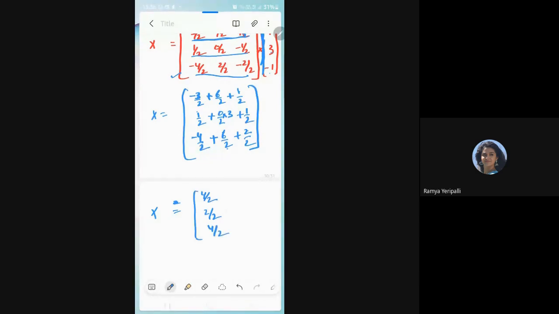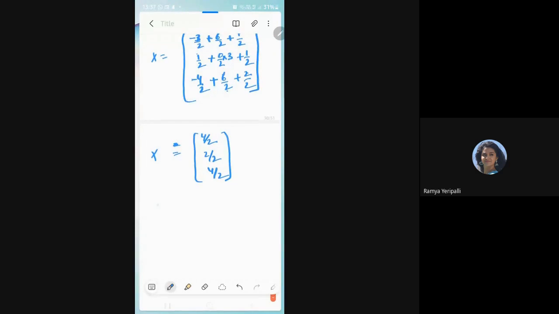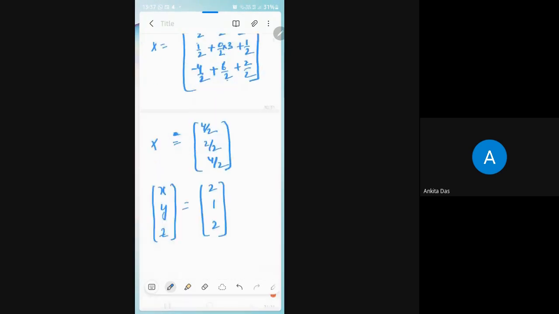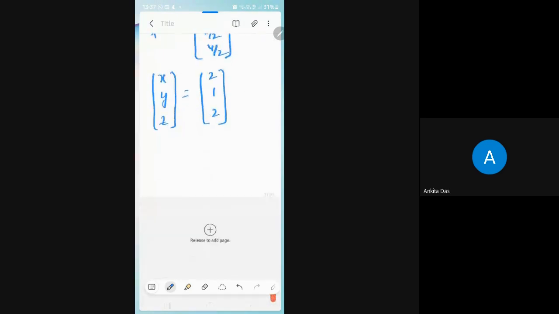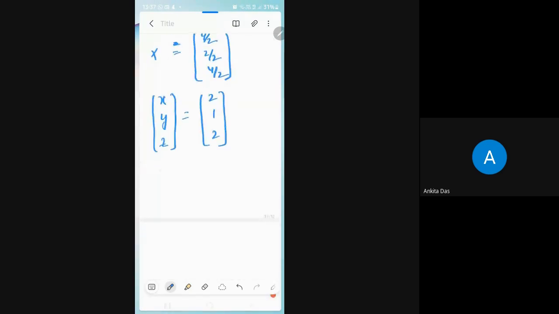Now, X is a variables matrix, so we can write X, Y, Z in that place. This implies 4 by 2 is 2, 2 by 2 is 1, and 2. Therefore X, Y, Z corresponds with 2, 1, 2. The corresponding elements are equal. Therefore X is equal to 2, Y is equal to 1, and Z is equal to 2. So this is your final solution. Very, very important.